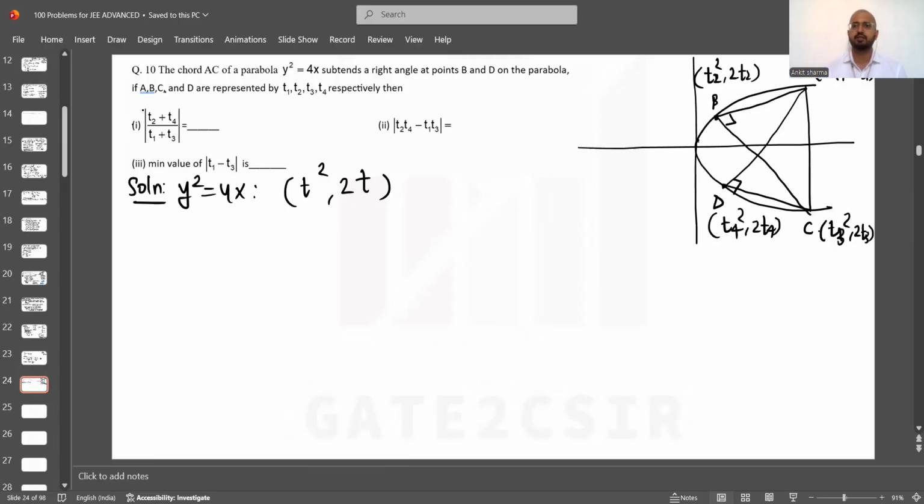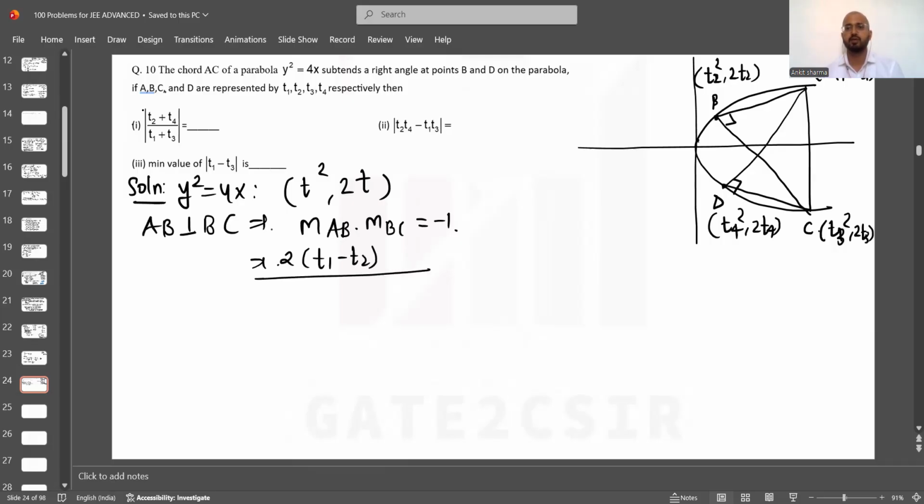Now what are we saying? That this is subtending a right angle. That means AB is perpendicular to BC. So the product of the slopes, slope of AB and slope of BC, must be minus 1. So let's find the slopes. Slope of AB is 2 times (t1 minus t2) upon (t1 square minus t2 square). That can be written as (t1 minus t2) into (t1 plus t2). So this one I have.